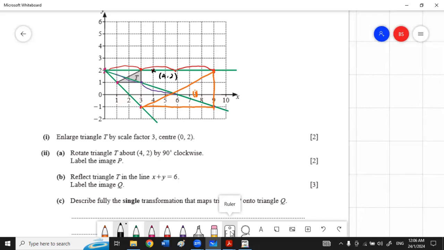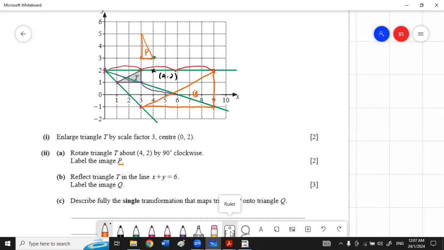Okay, so rotate this point 90 degrees here. Point 90 degrees here. The image should be labelled as P.